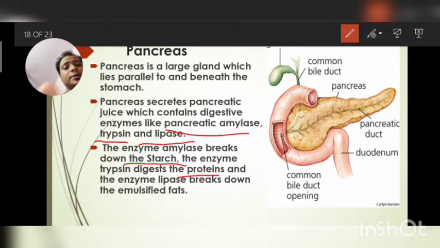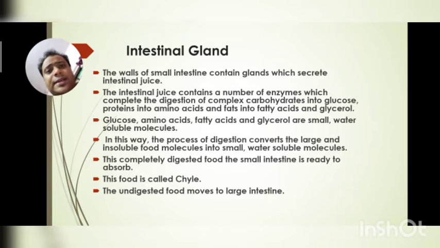After that, what do they do? They emulsify fat also. Initially fat was digested by your bile juice, and furthermore after that through lipase. Okay, now after that, the intestinal gland. Where is the intestinal gland present? The intestinal gland is present in the walls of the small intestine.